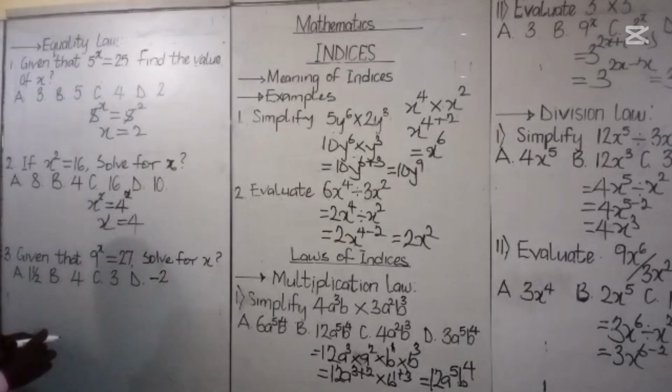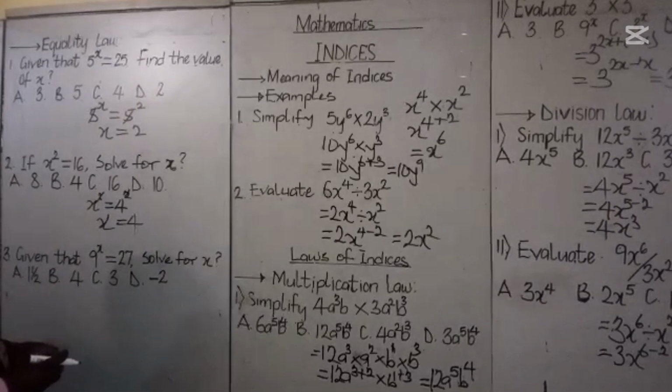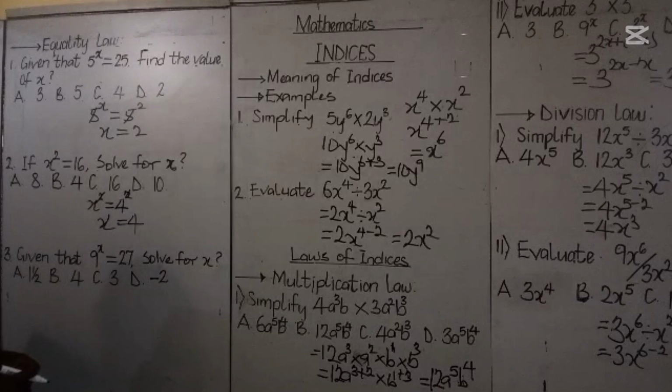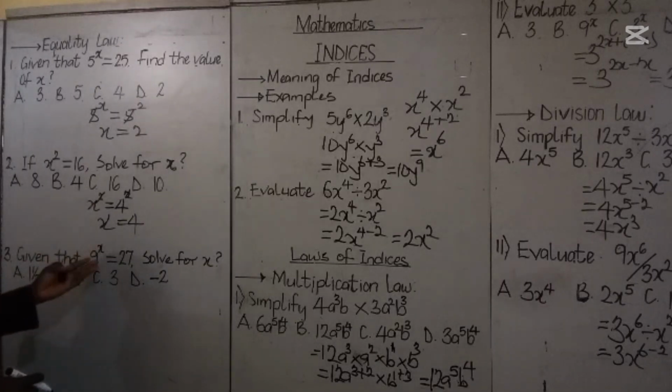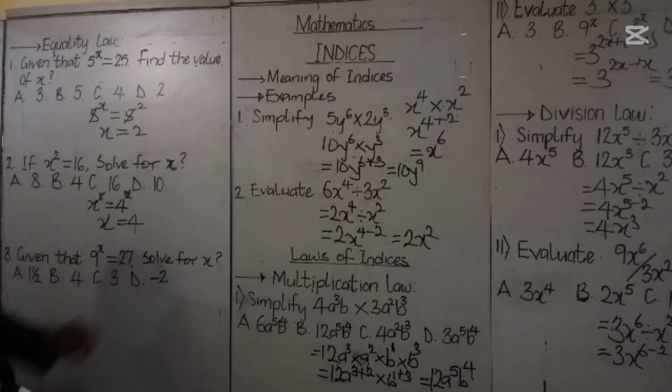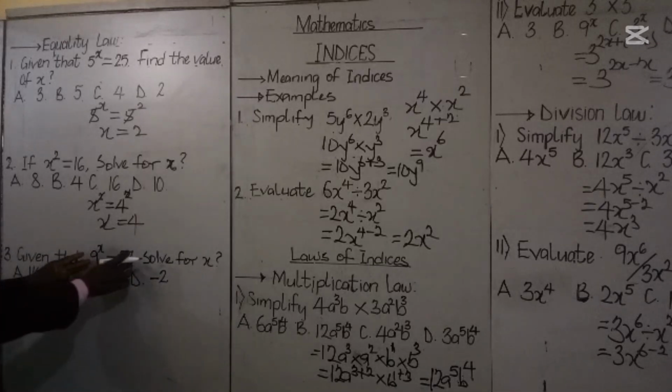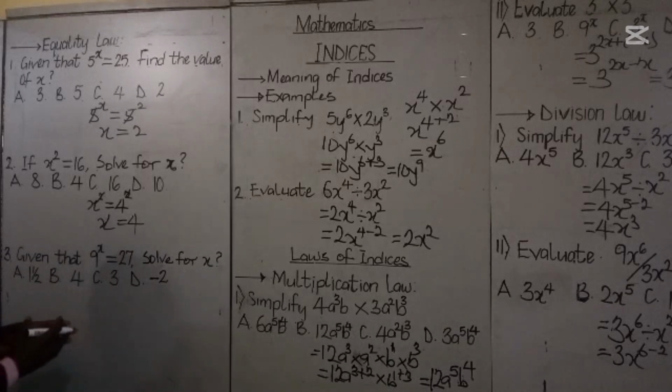Now we look at number 3, which is the last example before we proceed into class assessment. Given that 9 raised to power x is equal to 27, solve for x. Here are the options. Now this expression and this expression, they are connected together by equality sign. We are going to use the concept of equality law.